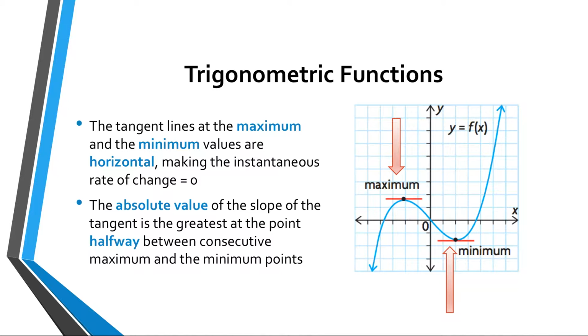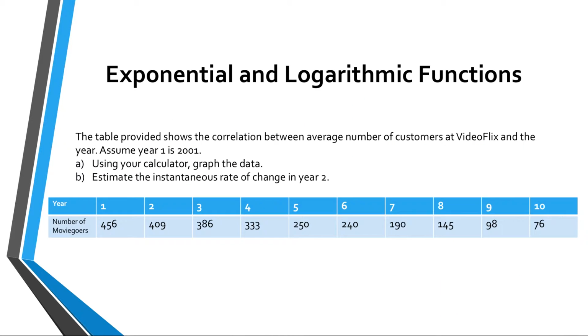Also, the absolute value of the slope of the tangent is the greatest at the halfway point between the consecutive maximum and minimum point of a function. The concept of calculating rates of change in exponential and logarithmic functions is also the same as the other two. However, here you can use your calculator as a tool to help you. It is easiest to explain this concept using an example.